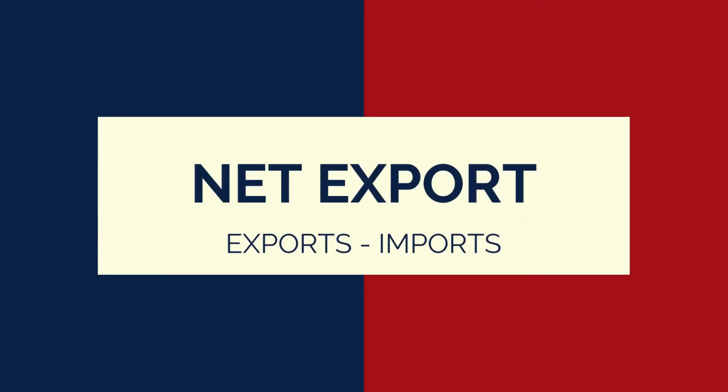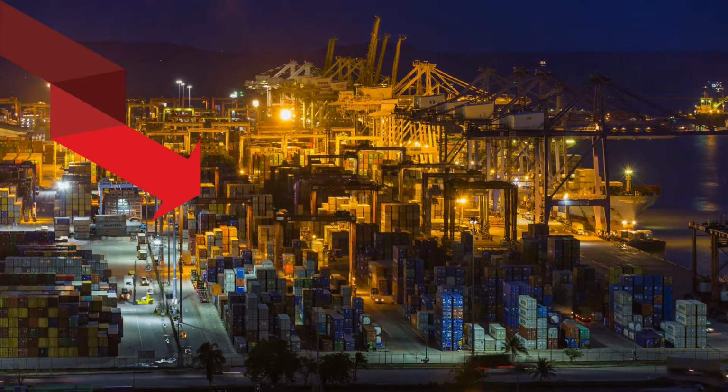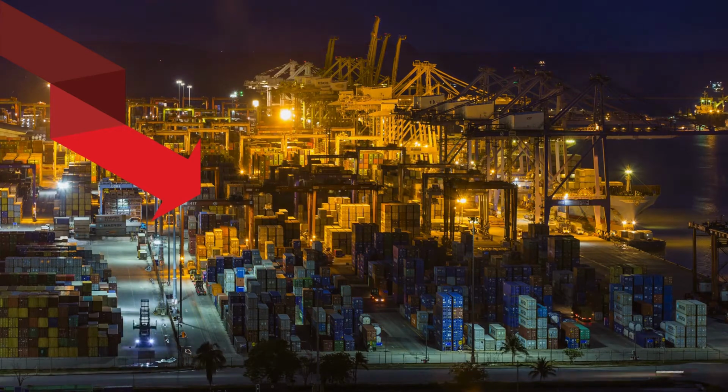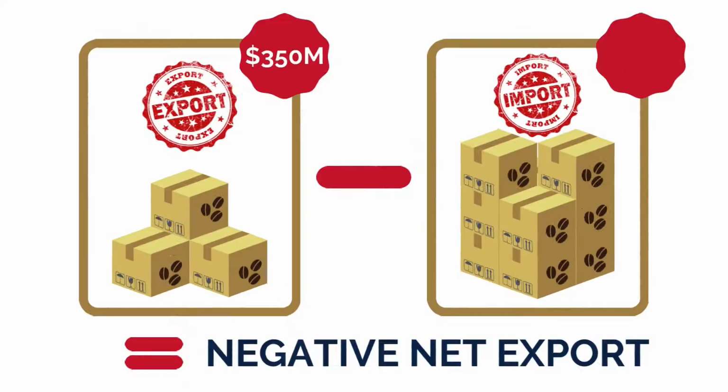That brings us to the final part of the GDP calculation: net exports, or exports minus imports. A lot of countries have negative net exports, meaning they bring in more products than they send out. For example, the UK imports around $1 billion worth of coffee every year but only exports around $350 million, meaning its net exports of coffee are negative.